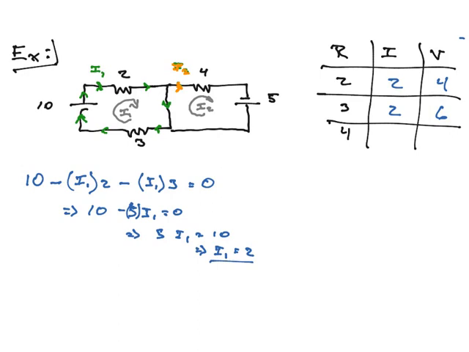Now we're going to look at the right loop. The right loop, we're going to do the same thing. Now I'm using yellow, so we start here, then I2 hits the resistor of 4. So the first thing is current hitting a resistor. We drop a certain amount of voltage, so we're going to drop how much? I times R, 4 times I2.